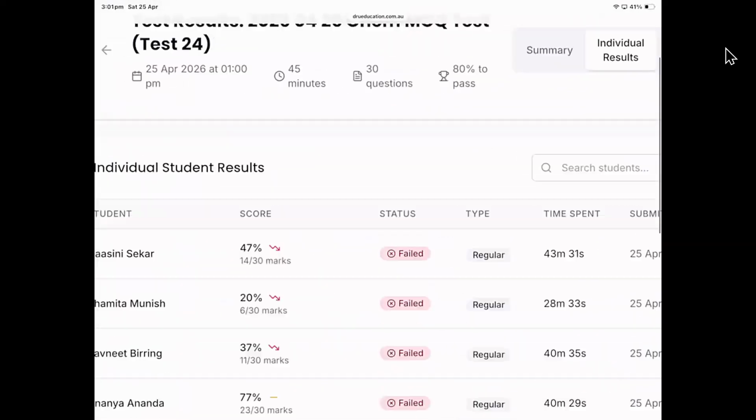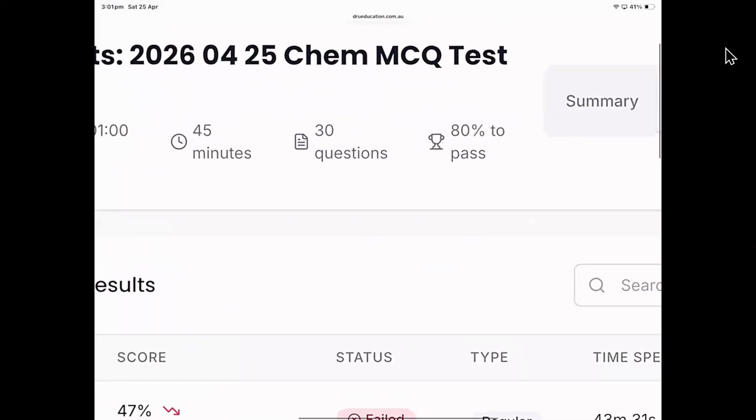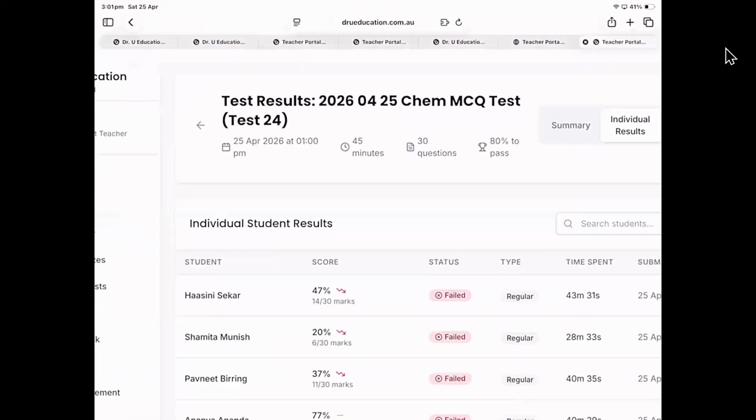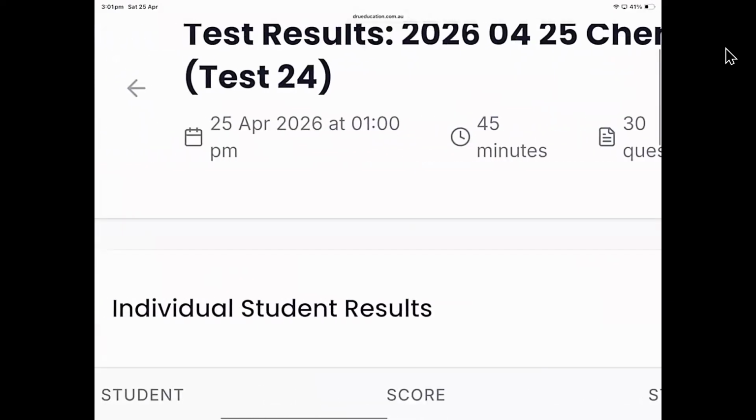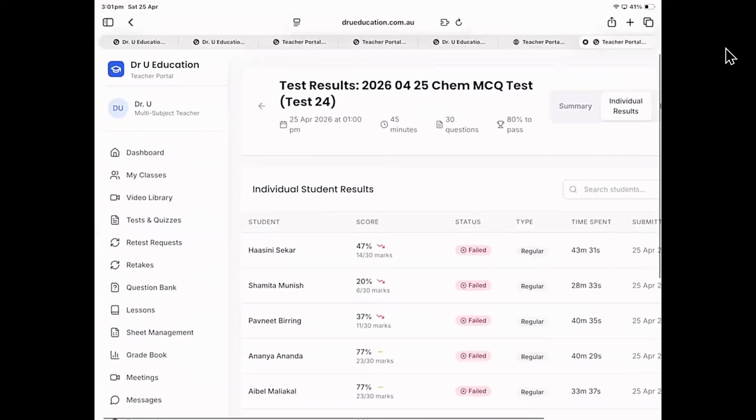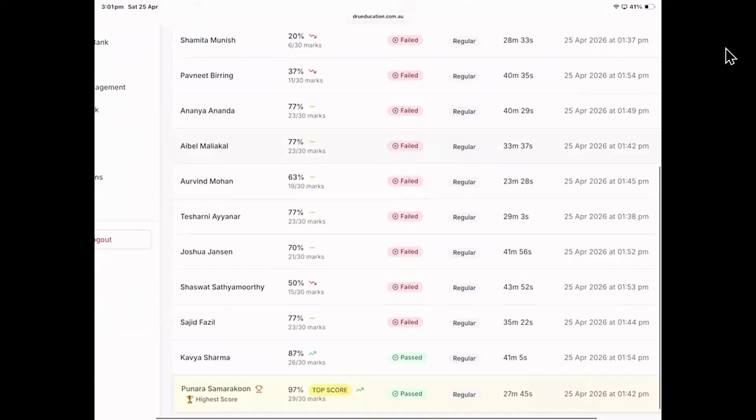I set this to an 80% passing mark. 80% passing mark means how much? 0.8 times 30, 24. So 24 out of 30. If you score 24 plus, it's a pass. But what is our VCE requirement? 25. So it's a fair point here. I gave 45 minutes, 30 questions like in the exam paper, and started this. You can see how kids are performing.